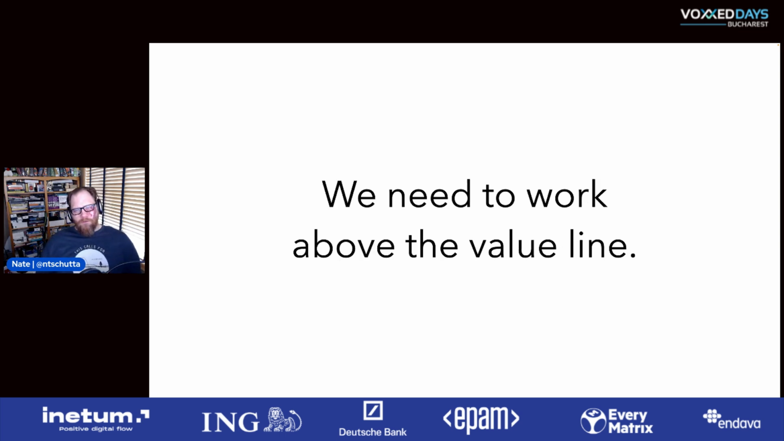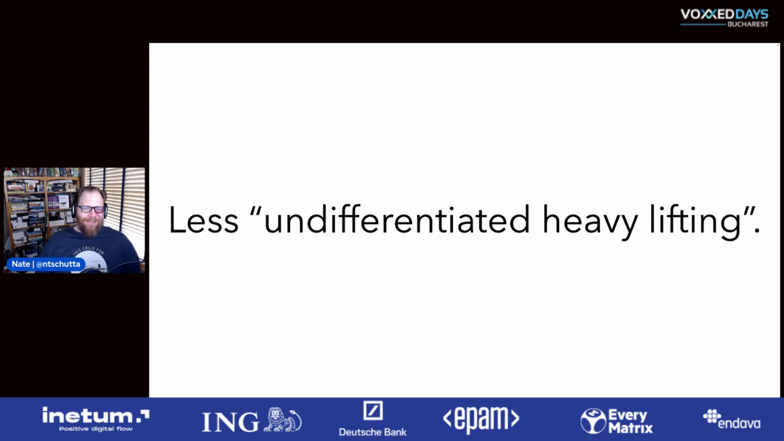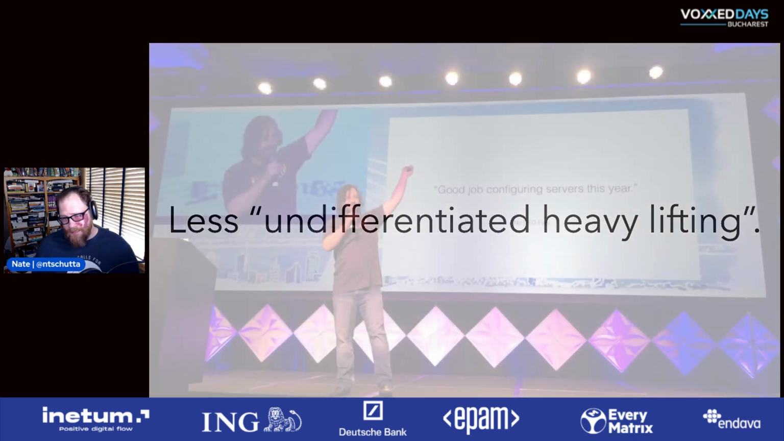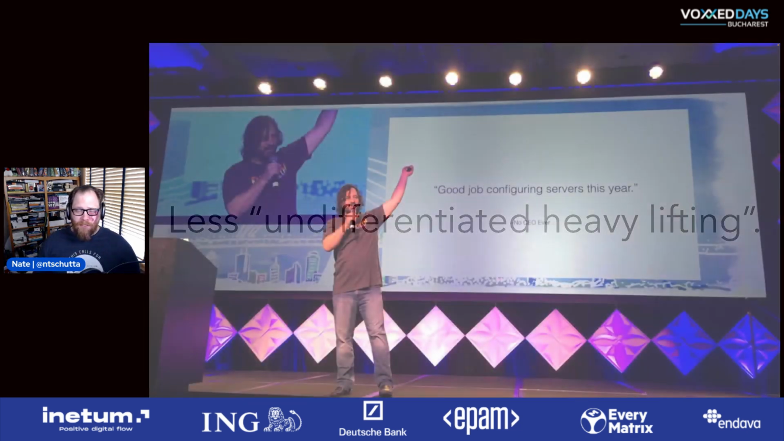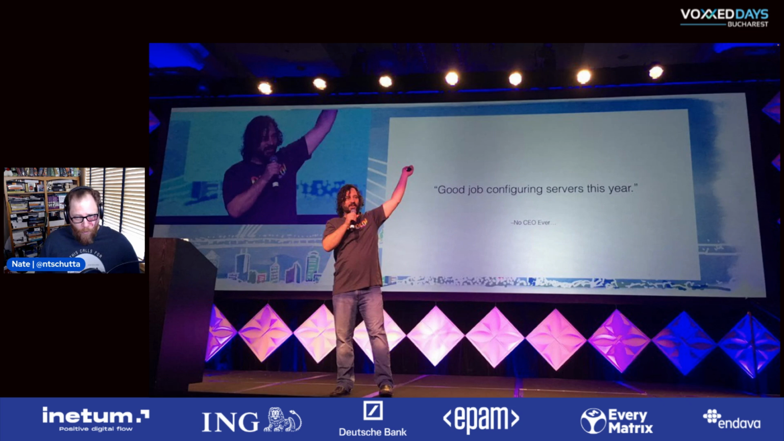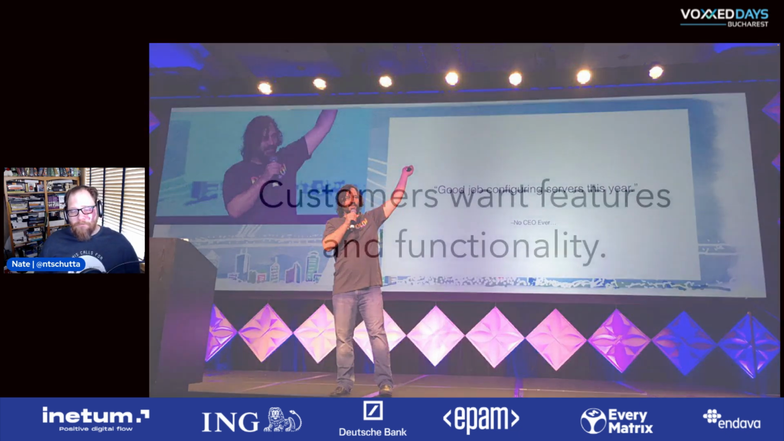And it's important for us to be working above the value line, or as I like to refer to it, less undifferentiated heavy lifting. This is one of my all-time favorite slides. That's my old boss, Andrew Clay Schaefer. "Good job configuring servers this year," said no CEO ever. Now, it's important work. It needs to be done. We can't have servers running old unpatched versions of operating systems that have critical vulnerabilities in them. But that's not the kind of thing that moves the needle with our customers. They want features, they want functionality.